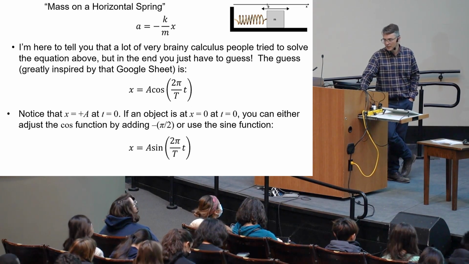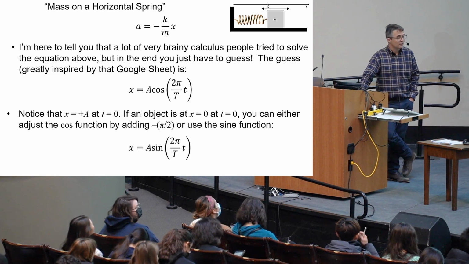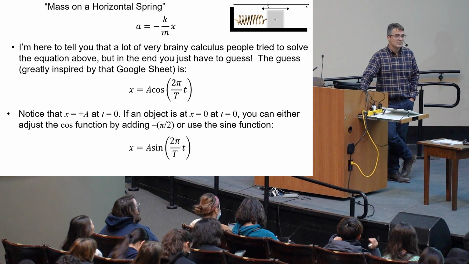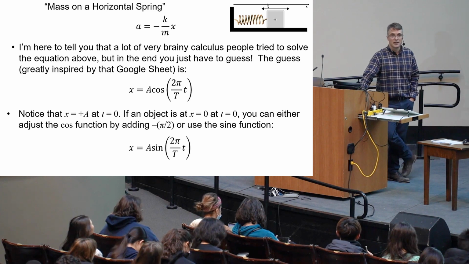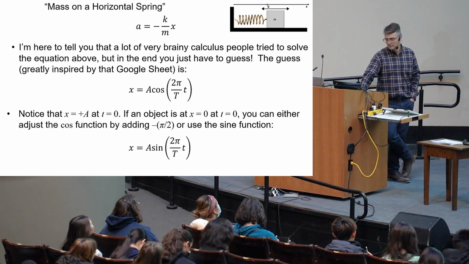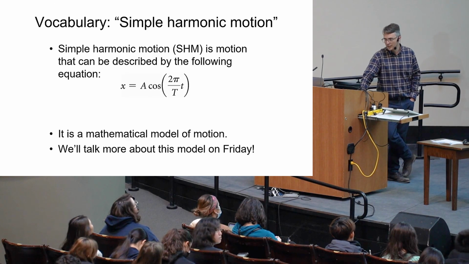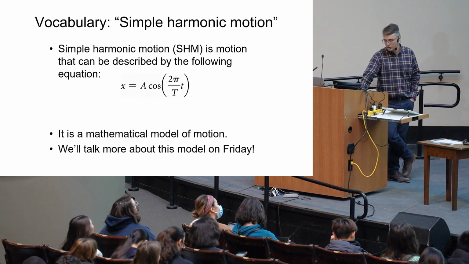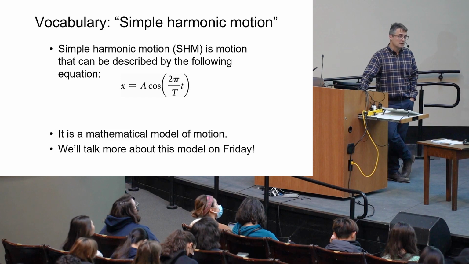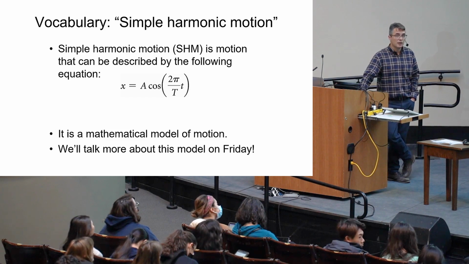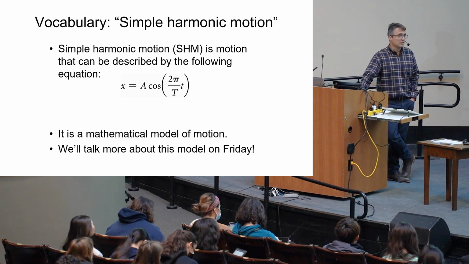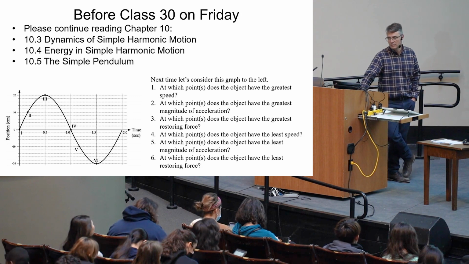I'm here to tell you a lot of very brainy calculus people tried to solve the equation above, but in the end, as far as I can tell, they all guess. And they all guess cosine. And then they just move on. So that's how you do it. It's called simple harmonic motion. It's a mathematical model of vibration. And we're going to talk more about it on Friday, and graph it out.